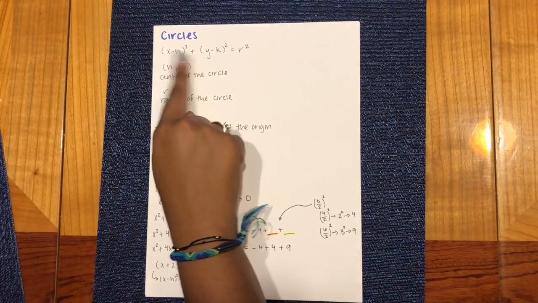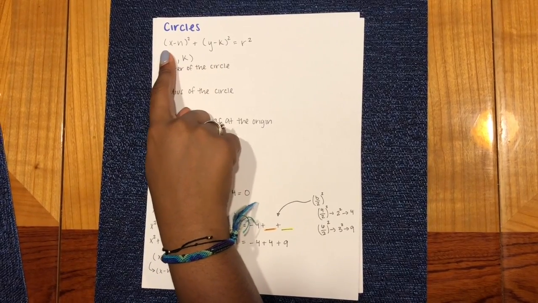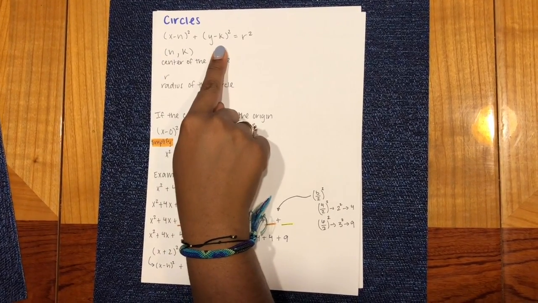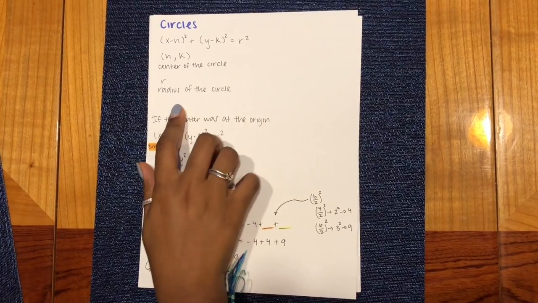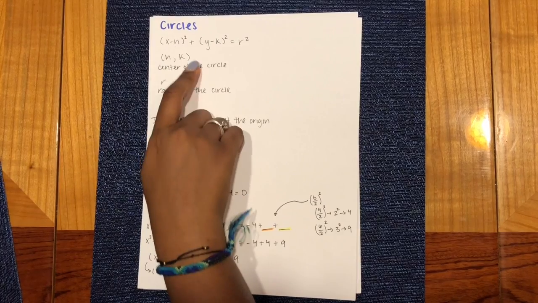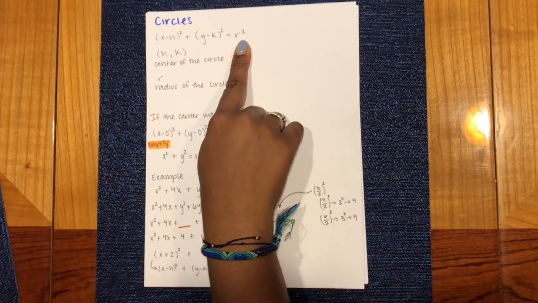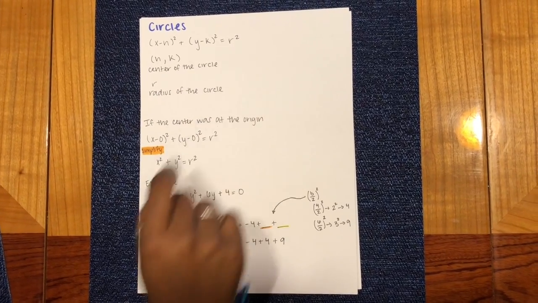Okay, so we're going to start with circles today. This is your standard form for a circle: (x - h)^2 + (y - k)^2 = r^2. h and k are the center values for our circle, h being the x value, k being the y value. And our r is the radius, and r is always squared in the standard form.